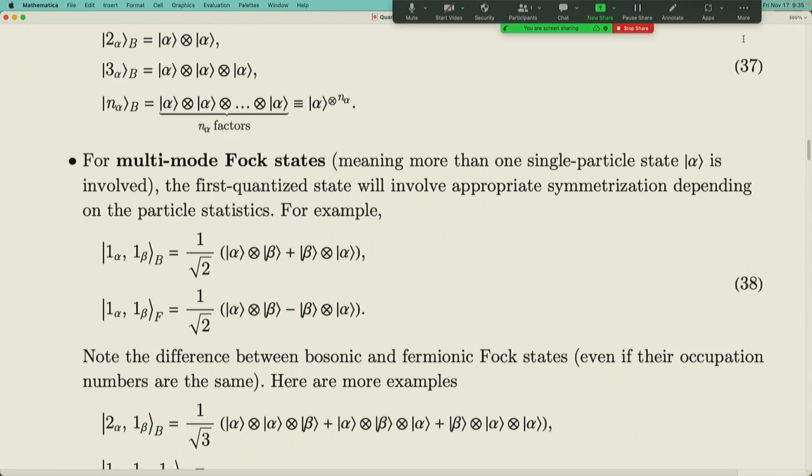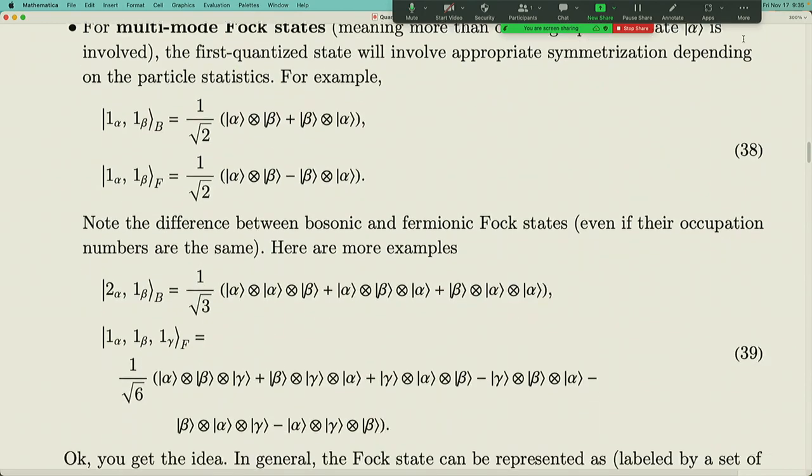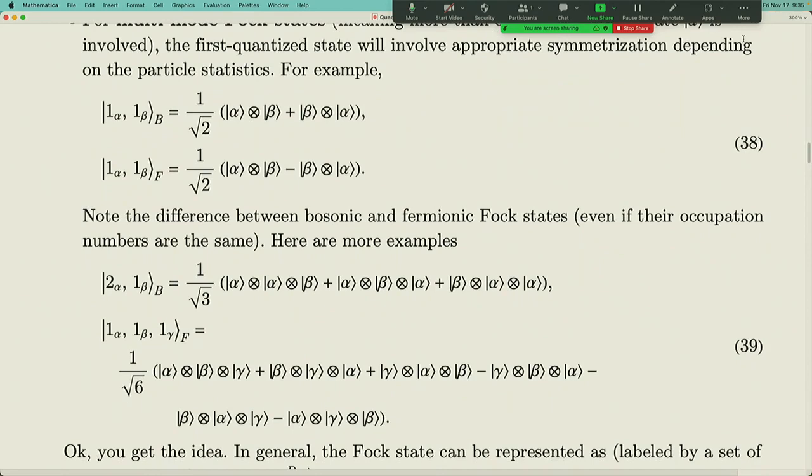But now, because the two terms are combined with a relative minus sign, switching the two terms leads to an overall minus sign in the front. This means that if you try to exchange two particles in a fermionic state, you will get a minus sign in its state vector, okay? So that's the idea to construct a multi-mode Fock state. And we can further extend this idea.